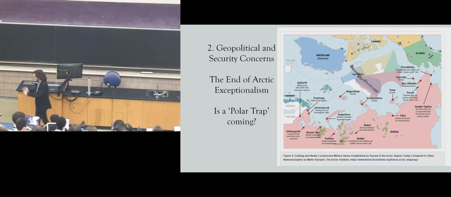Sometimes this is characterized as, quote, the polar trap, the idea that because nations believe the Arctic is so peaceful, they will actually expose their flanks, they will expose themselves militarily to their adversaries because they don't really see it coming. And as we can see in this map, Russia is building lots and lots of new bases. You also saw that in the video. These are all at least somewhat military bases. A lot of them have some civilian applications as well.